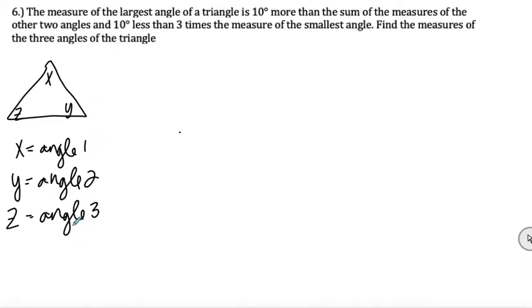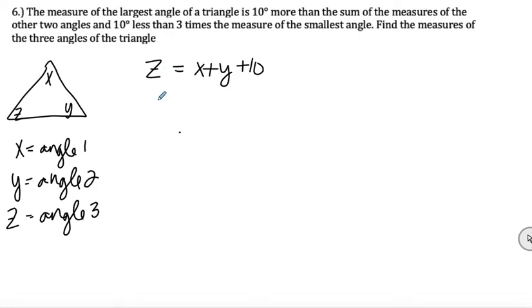And so we know the largest angle is 10 more than the sum of the measures of the two other angles. Since Z is the third angle, I defined it as the largest angle. So Z is the sum of the other two, which is X plus Y, plus 10, because Z is 10 more than the sum of the other two.